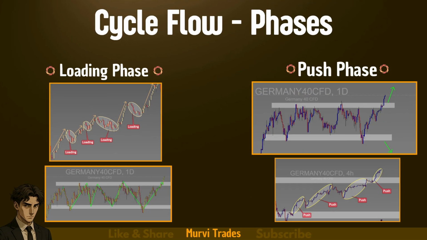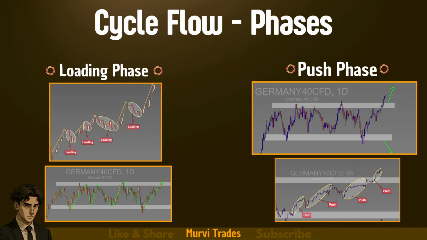All right, now let me show you what cycle flow looks like on an actual chart. On the left, you've got the loading phase. This is where most traders get chopped up because it looks like nothing is happening. But this is the market building pressure. You will see overlap, small swings, and price kind of storing energy. Then on the right, you've got the push phase. This is the clean part: expansion, momentum, and that's where the money is made. Price breaks and runs and keeps printing moves in the same direction.